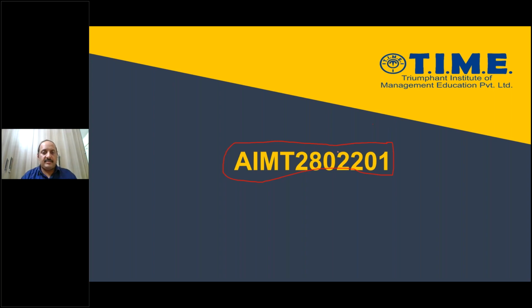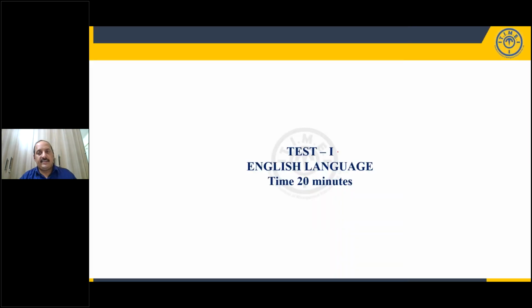This is the mock test AIMT2802201. We'll be talking about the English language test. There were around 30 questions which you had to solve in 20 minutes. In this, basically, there are 5 different question types that are being covered. Question numbers 1 to 9 was the RC part, the reading comprehension part. There was one passage followed by 9 questions.